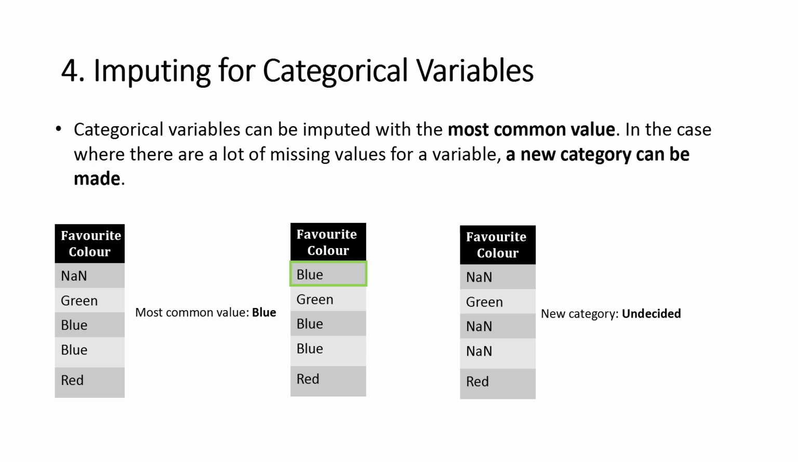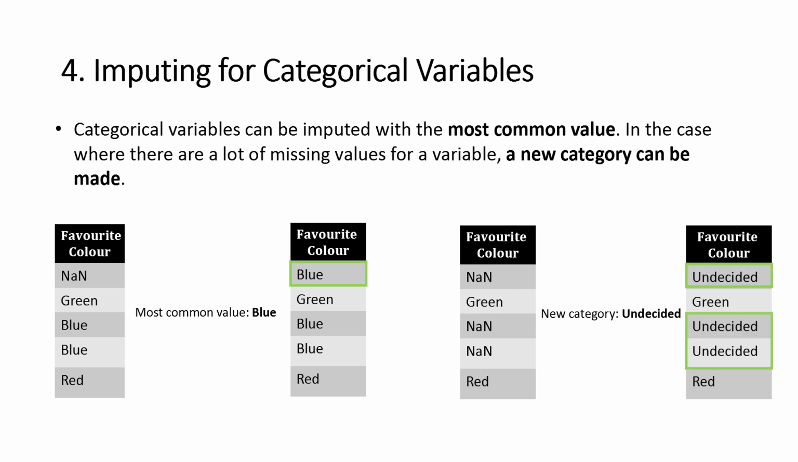And let's say this is undecided. And we can impute this new category under the variable favorite color. An advantage of this method is that it prevents data loss. We're not removing the rows with missing values. And it is quick and easy to implement.